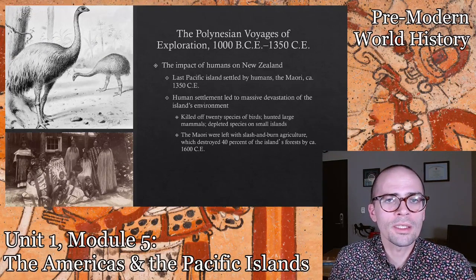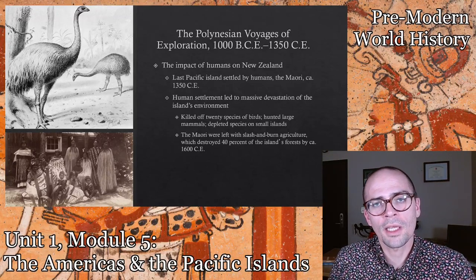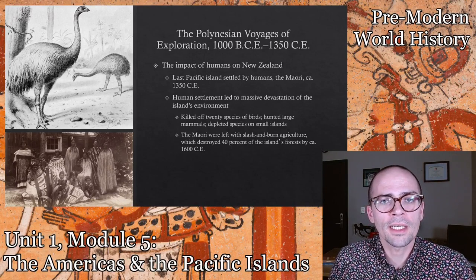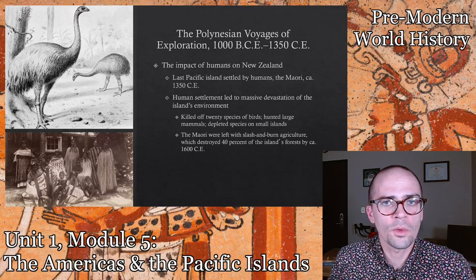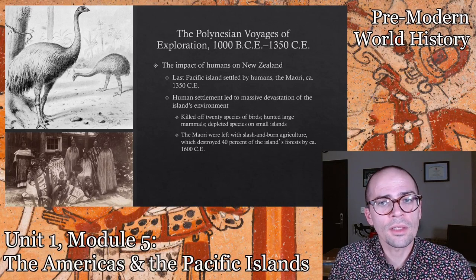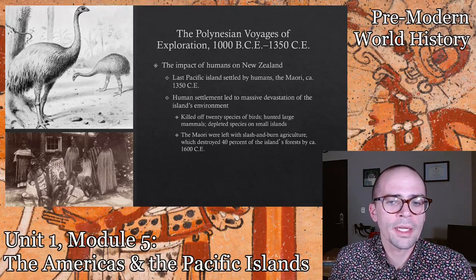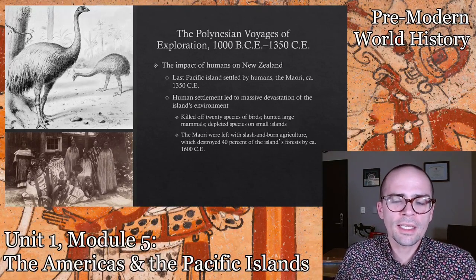They also depleted seal and sea lion populations around the island, and once the animal populations became too small, then they finally turned to cultivation. And in turning to cultivation, they cut down about 40% of the island's forest cover. By the time Europeans arrived in New Zealand in the 1700s, the Maori were living a very difficult life. They were living as small, warring bands, fighting with each other, competing over what were, by that point, very meager resources.